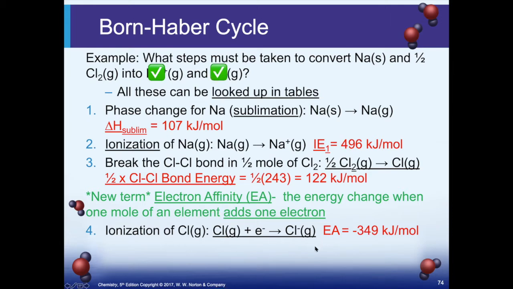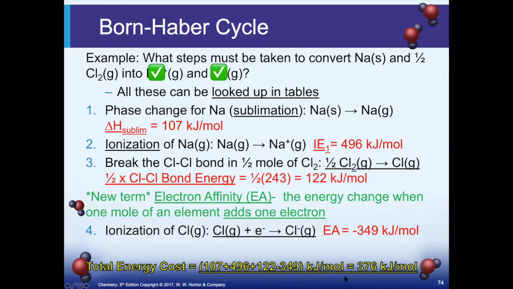We've got chloride ions and they are in the gaseous phase. And so now we have all of the numbers that we need to figure out the energy that it's going to cost us to go from the elements in their standard state to these ions in the gaseous phase. All right, so we just add up all those numbers, the 107, the 496, the 122, and we subtract 349. And when you do that, you get a net sum of 376 kilojoules per mole.